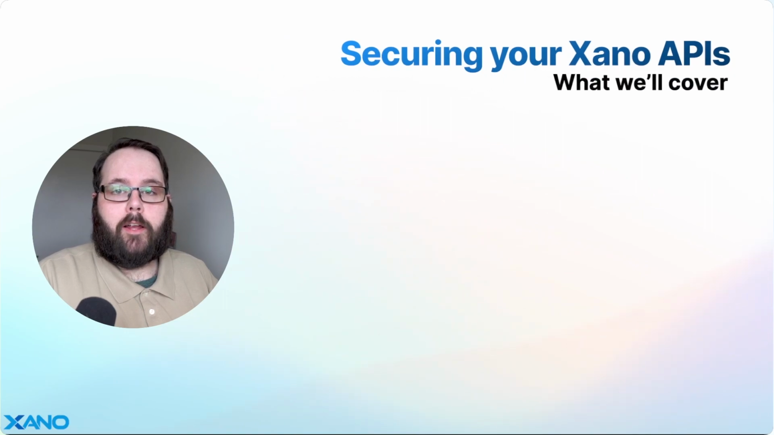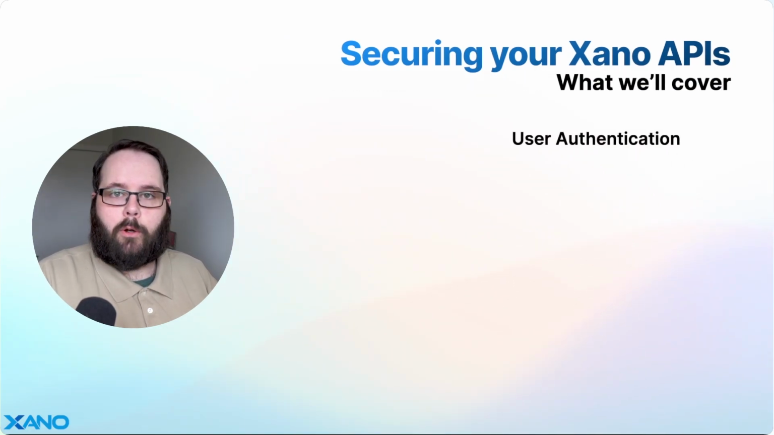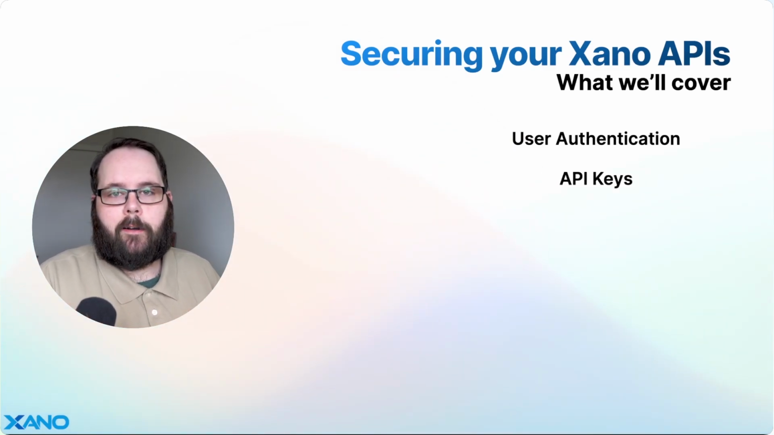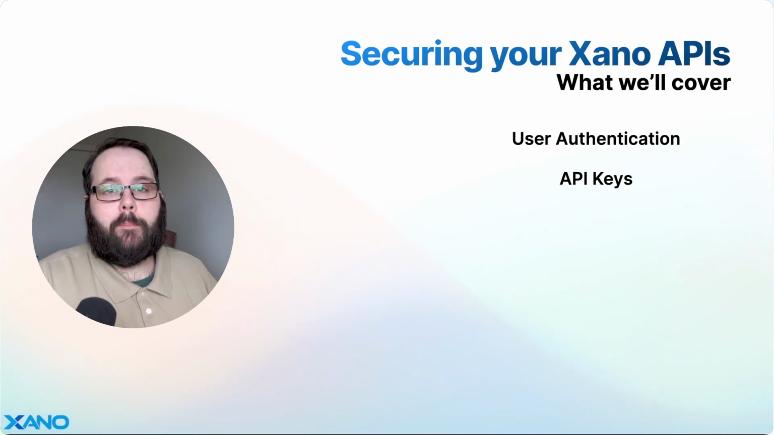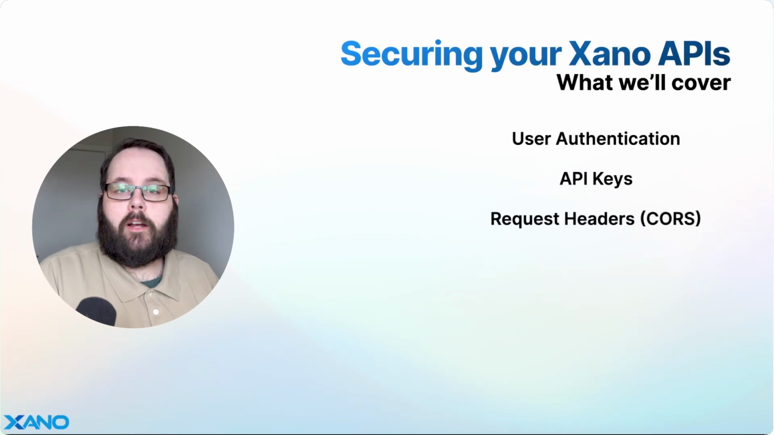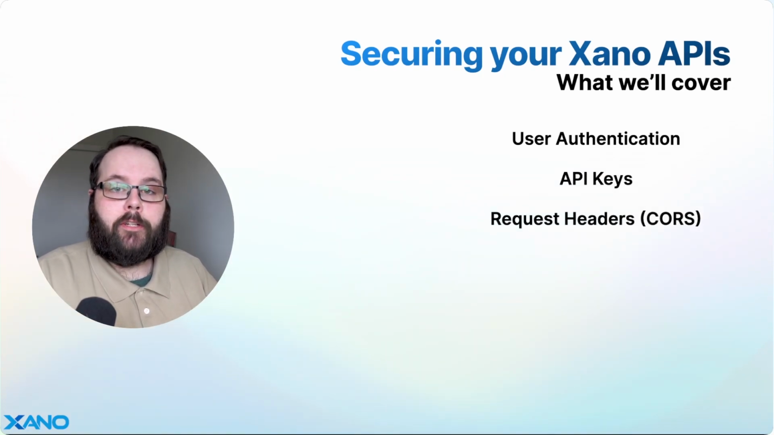Today, we're going to talk about user authentication, so standard email and password authentication. We're going to talk about API keys, so maybe you don't necessarily have individual user accounts, but you still want your APIs to be secured via an API key. We're going to talk about reading the request headers and how you can utilize those in securing your APIs.